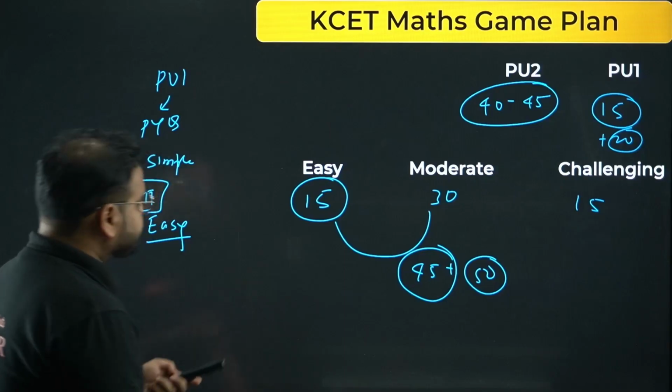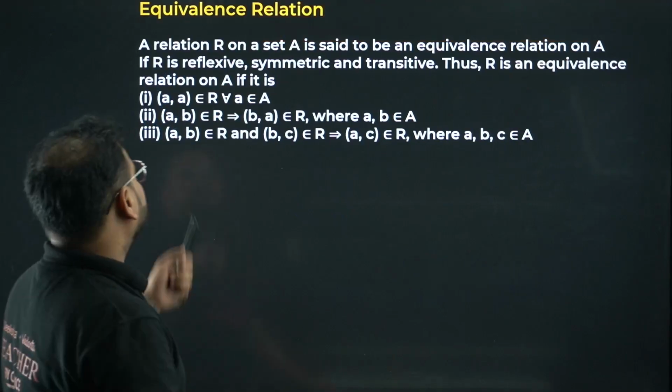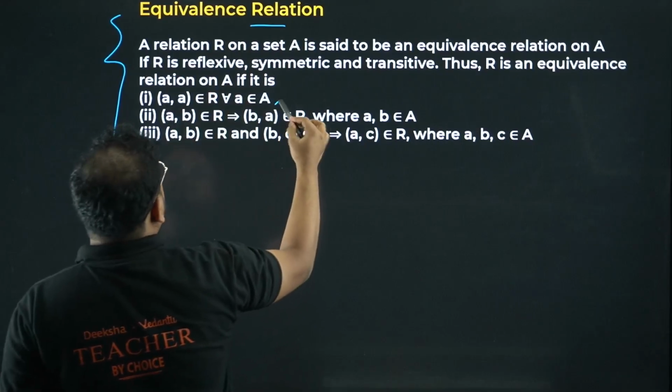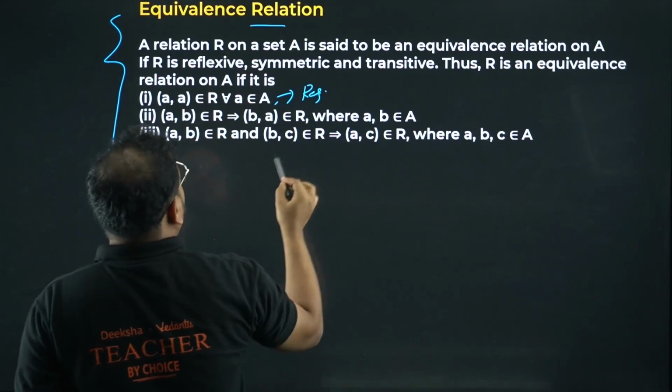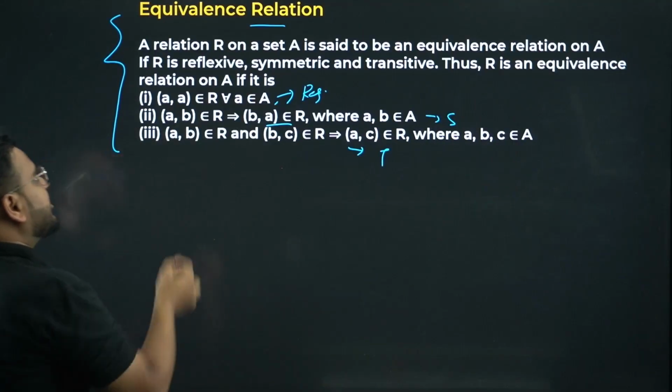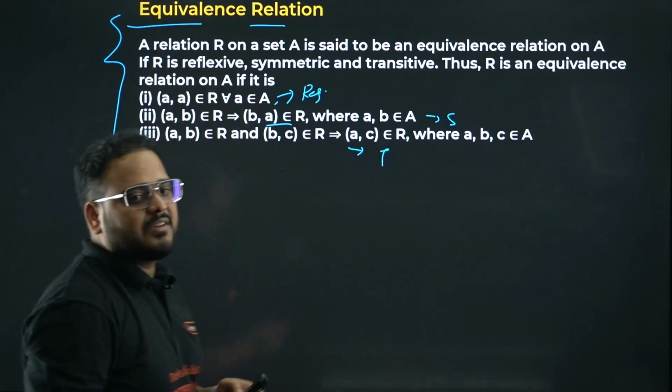Got it? Okay. Moving on. Now this I already told you, for a relation to be equivalence, you should have all the three. This is for reflexive, this is for symmetric, and this is for transitive. You should have all the three together, then only you can call the relation an equivalence relation.